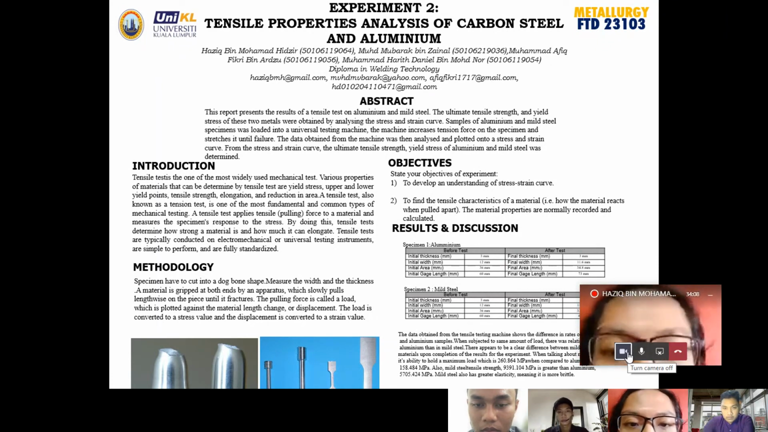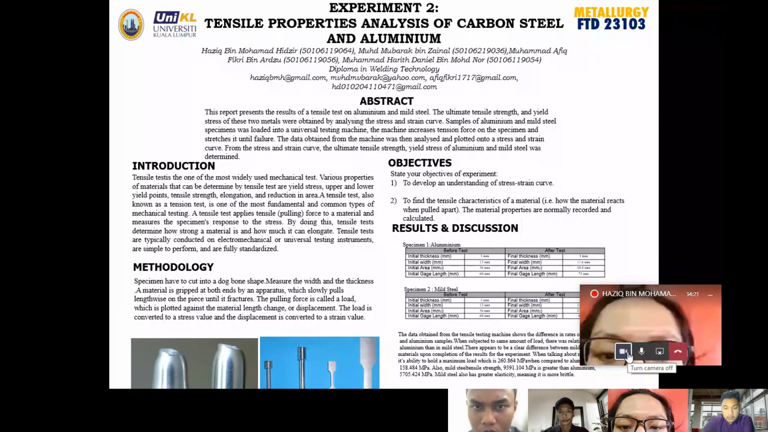Ini kami akan present tensile properties analysis of carbon steel and aluminium. This report presents the result of tensile test on aluminium and mild steel. The ultimate tensile strength and yield stress of those two metals were obtained by analyzing the stress and strain curve.